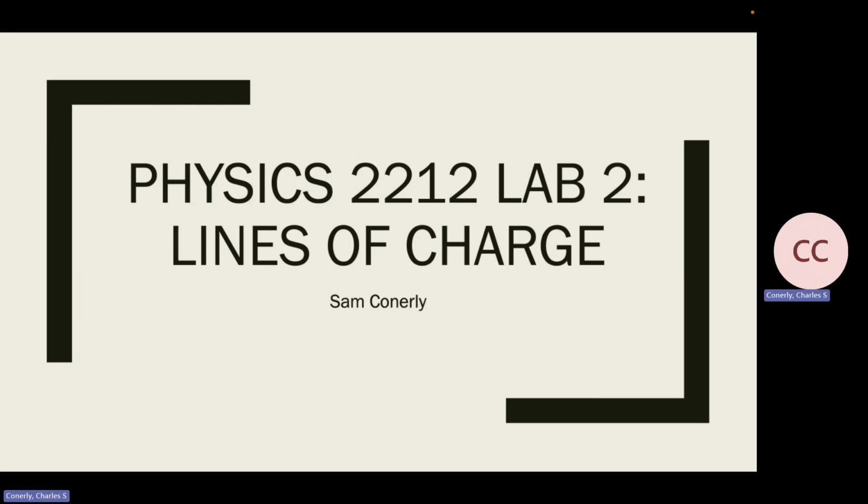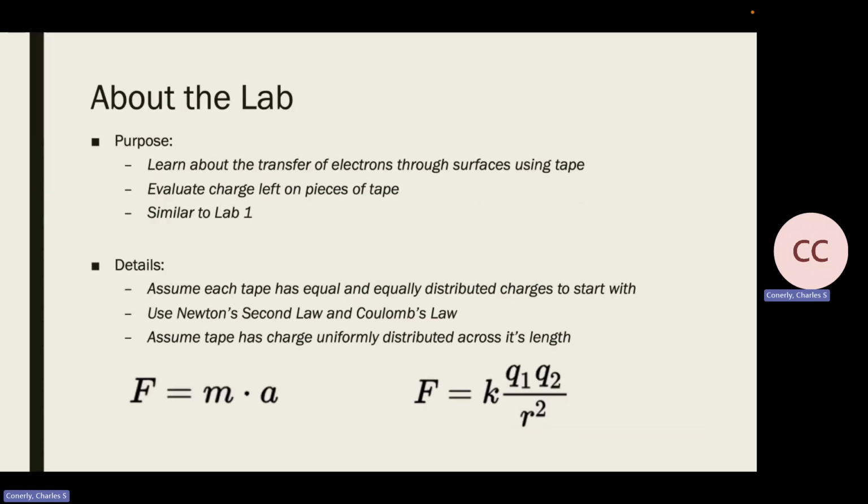Hi everyone, my name is Sam Connerly, and today I'll be walking you through Physics 2212, Lab 2, Lines of Charge. So first, a little bit about the lab. It's about learning about the transfer of electrons through surfaces using tape, and evaluating the charge left on pieces of tape. This is going to be very similar to Lab 1, except with one key difference that we'll go over in a second. But first, going over a few details.